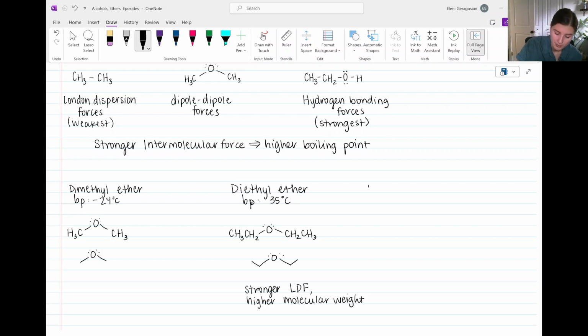If we looked at dipropyl ether, I don't have the boiling point information on me right now, but you can imagine this would have an even higher boiling point than diethyl ether, because again, we have even stronger London dispersion forces because of the longer carbon chain, and we have an even higher molecular weight because of the longer carbon chain, more atoms in the molecule.